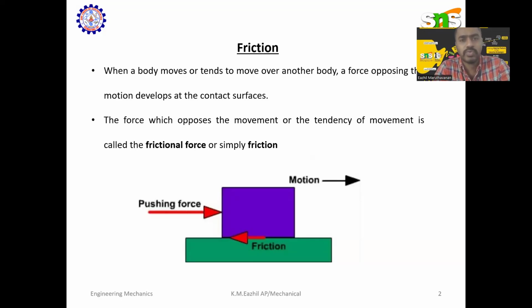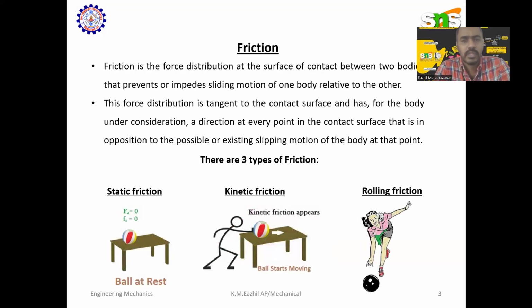So when a body moves or tends to move over another body, a force opposing the motion develops at the contact surface. That is known as the frictional force. The force which opposes the movement or tendency of movement is called the frictional force. In general, frictions are classified into static friction, kinetic friction, and rolling friction.